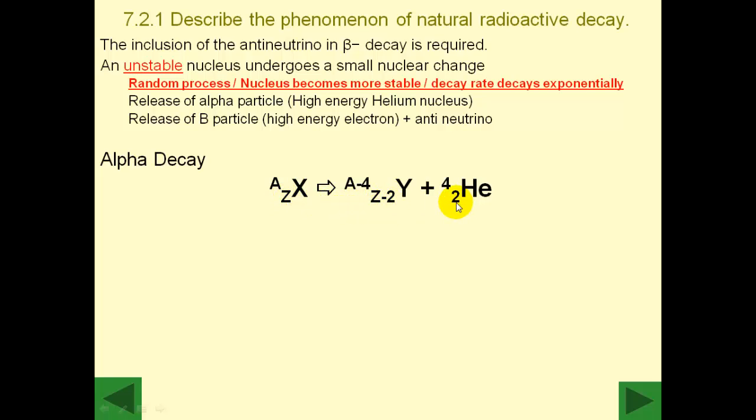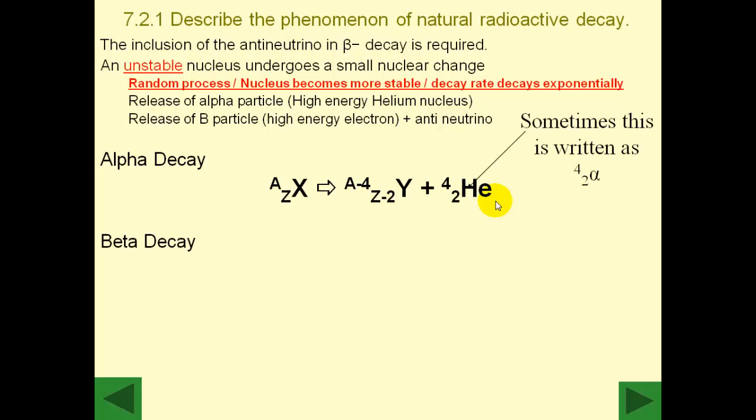What you should know is that the number of nucleons should add up. A is equal to A minus 4 plus 4. Z minus 2 plus 2 must equal Z. Sometimes this is written as an alpha sign.